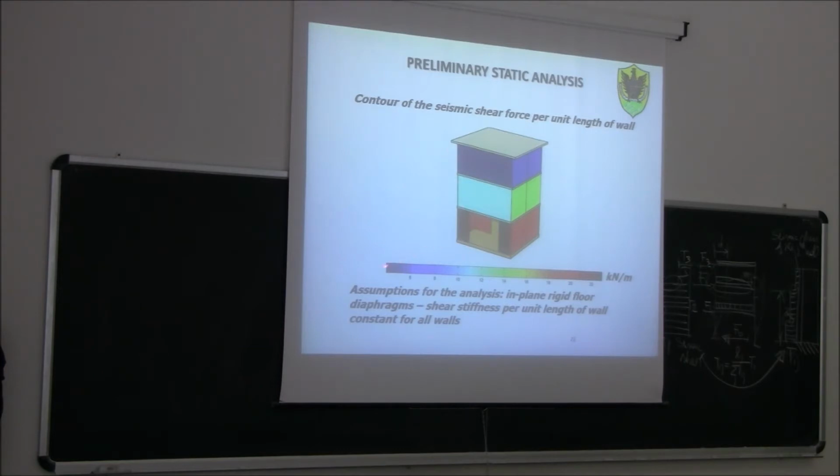In this case, this is the result, the contour of the seismic shear forces per unit length of the wall. So you should get to this result here using the formula that we saw yesterday. Is it clear? Of course, if your seismic force is applied in the center of stiffness, then you just use this equation here. If your seismic force instead is not applied in the center of stiffness, you need to use also the other equation that I showed this morning, the one that was wrong. Okay?